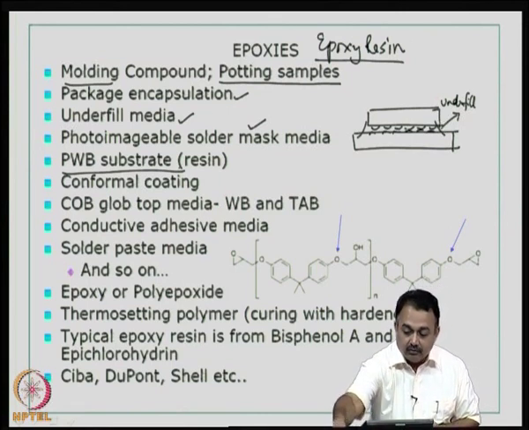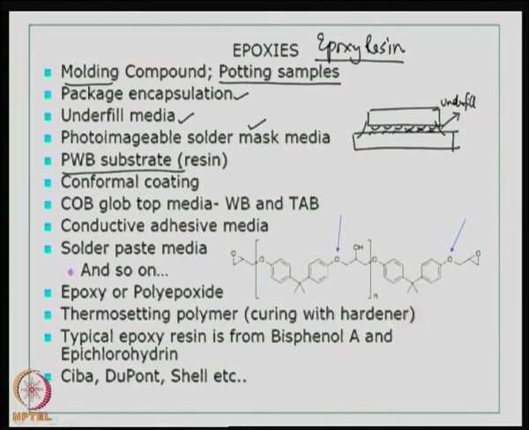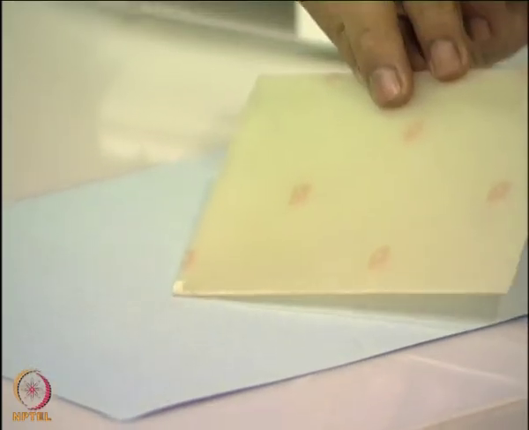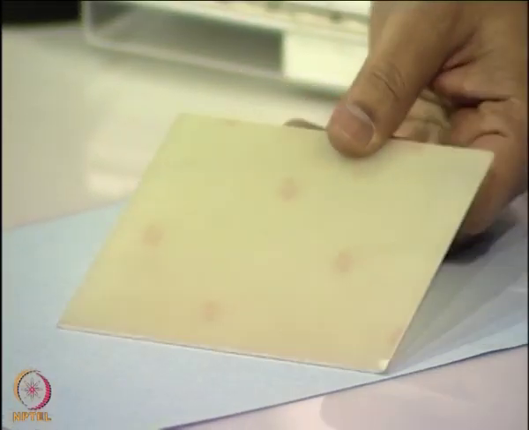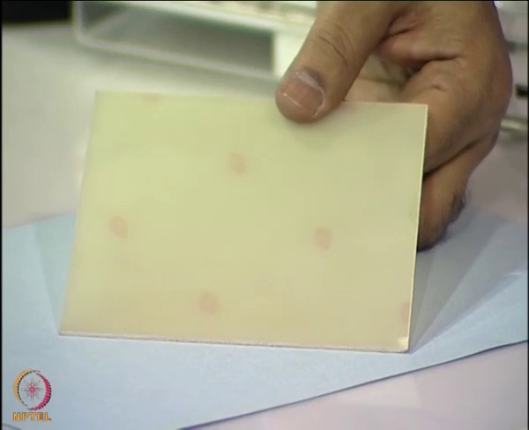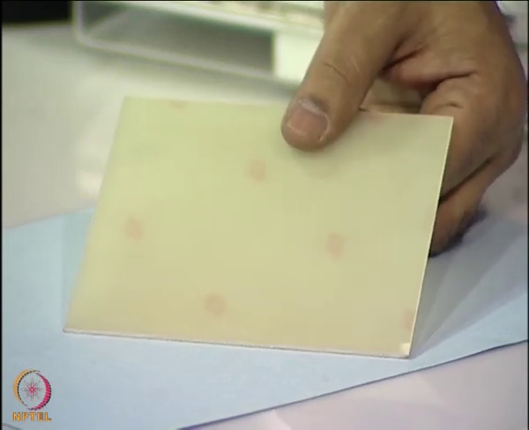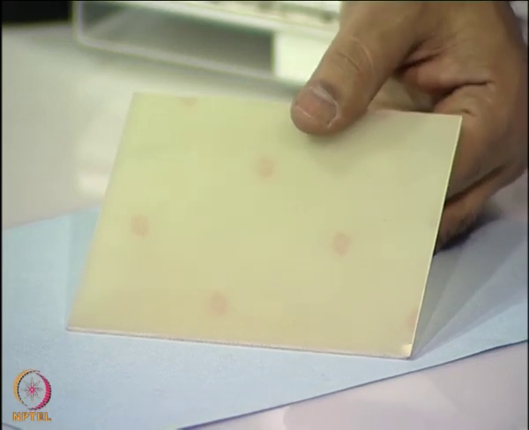So, I want to show you a sample of a blank printed wiring board substrate here. This is a substrate without copper on both sides. So, this is basically an epoxy material. This is a very rigid material, very hard material. You can also get flex epoxy materials.